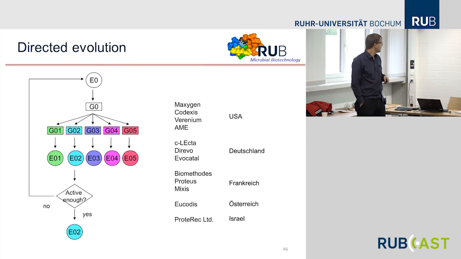Right? So these are a few companies, just to give you an overview. So for instance, Codexis, I think, is present to everyone. Everyone is talking about the Codexis transaminases, and they were engineered. So this means people are really making money with improving enzymes.